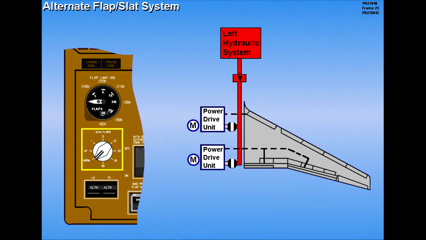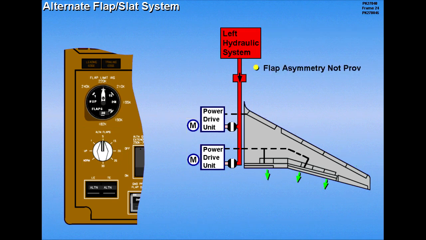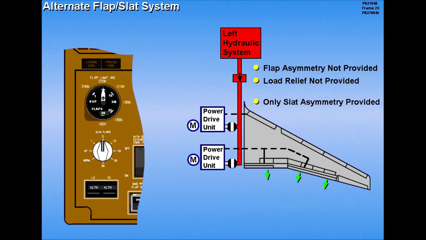An alternate flap selector is used to position flaps and slats. When the selector is moved, the power drive units electrically operate the flaps and slats. Consequently, additional time is required for alternate extension and retraction of the flaps and slats. Flap asymmetry and load relief protection is not provided during alternate extension. Slat asymmetry protection is provided, however.